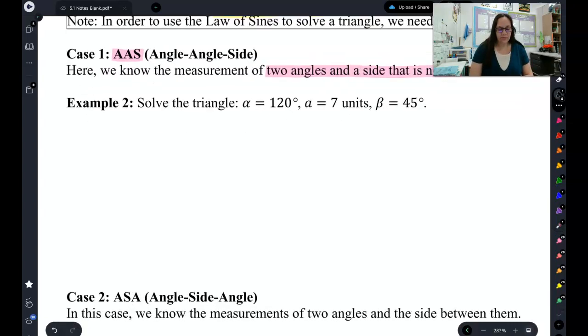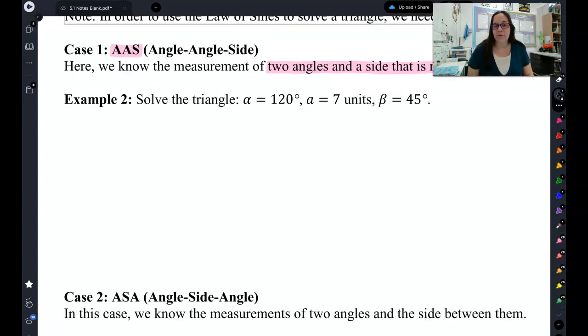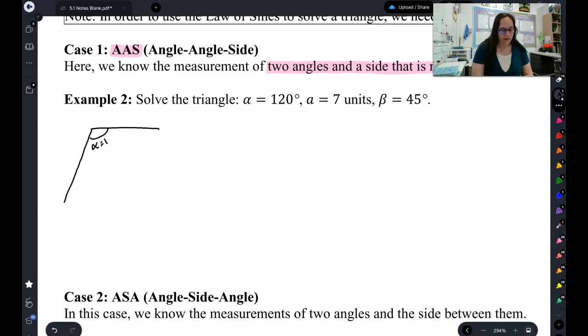So let's look at example 2 and draw this out so you can see an example of this case. First off, I have alpha, which is 120 degrees. Now, one thing you're going to notice as we go through this lesson, it will be extremely helpful to you to try to draw accurate pictures. So if I want to draw 120 degrees, I'm not going to draw it like that. That is obviously not 120 degrees. I'm going to do something more like that. That looks more like 120 degrees.